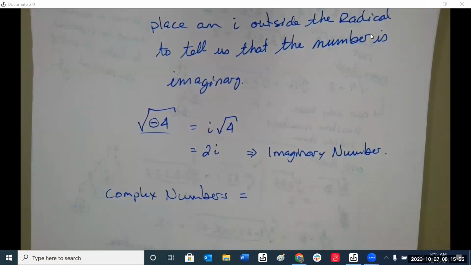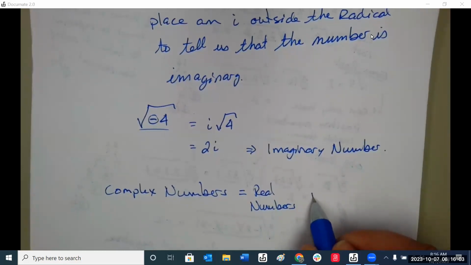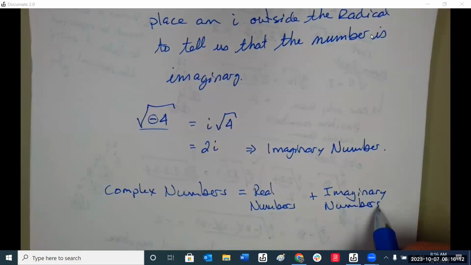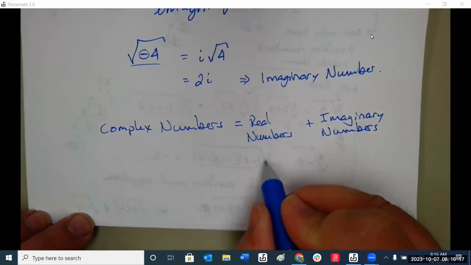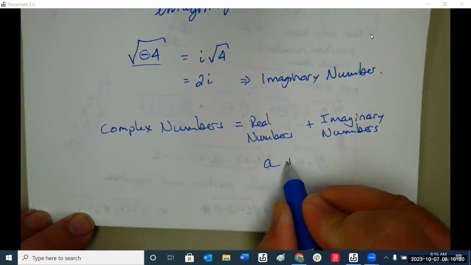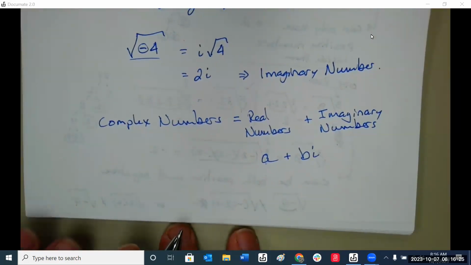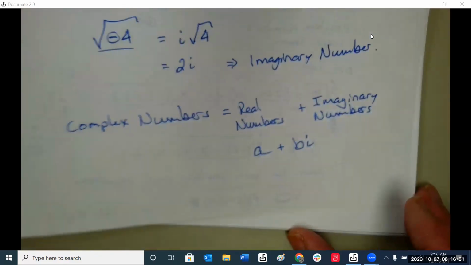Complex numbers are made up of real numbers plus imaginary numbers. And this is the way they look. Real numbers are represented by the letter a, and imaginary have an i after them. So actually, we've been using imaginary complex numbers all along.